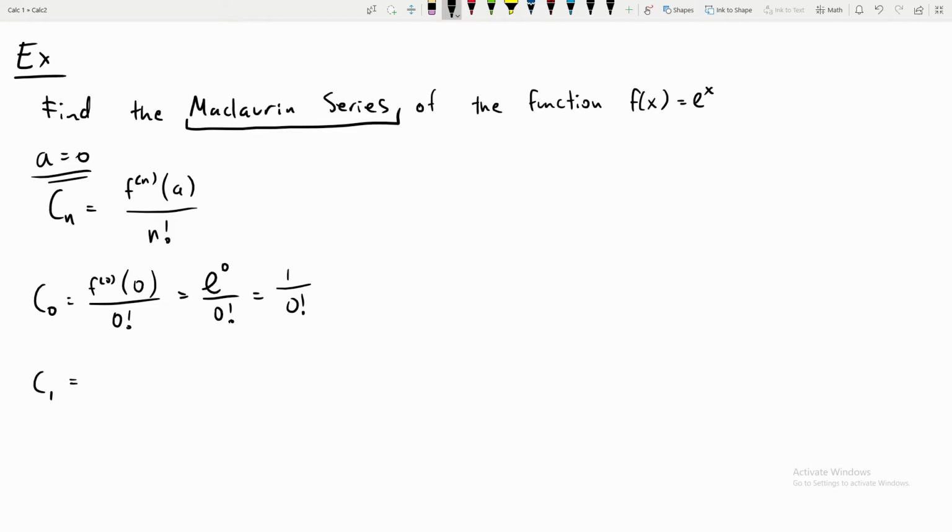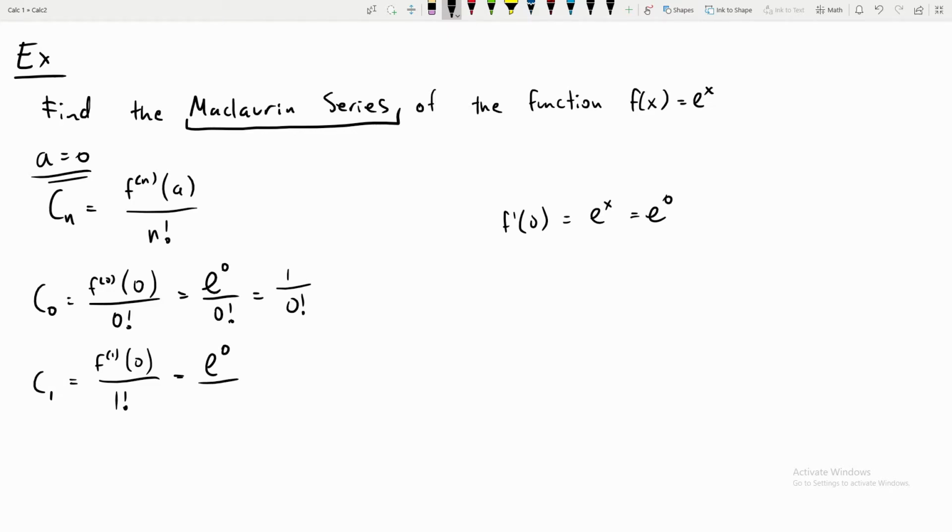Now on to c sub 1. We're going to compute the first derivative still at 0, and then divide by 1 factorial because n in this case is 1. The first derivative of e to the x is just e to the x. So computing the first derivative at 0 means f prime at 0, but f prime is equal to e to the x, so it's just e to the power of 0 again.